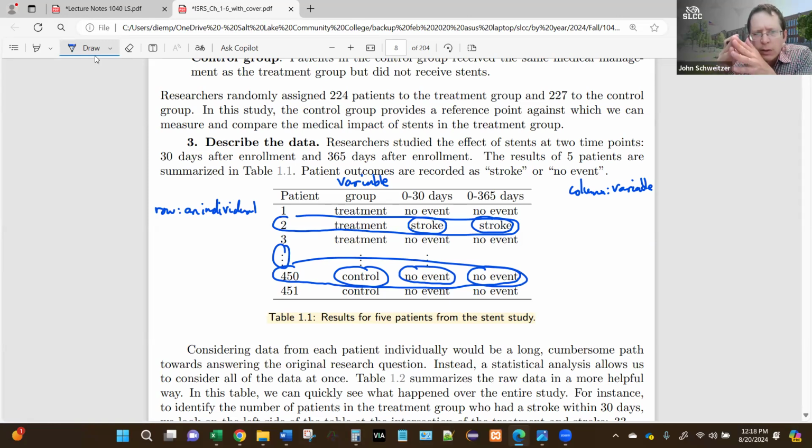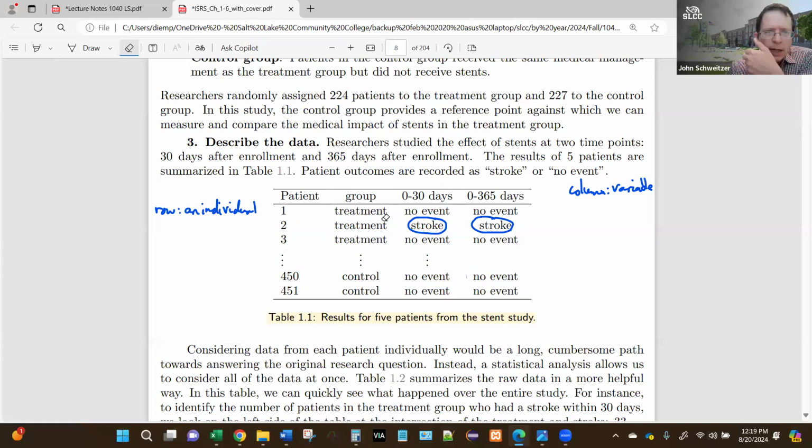Does this make sense? This is a very typical looking data set where rows represent individuals, or observational units as we'll sometimes call them, and columns represent various variables. That's one of the first things you do if you're an analyst looking at somebody else's data: you make sense of what it is that they've collected. So there we go, we described the data.